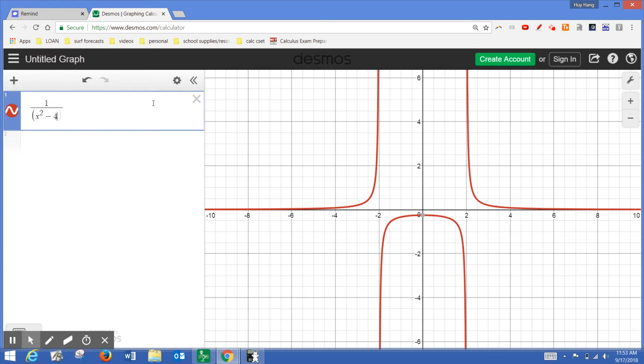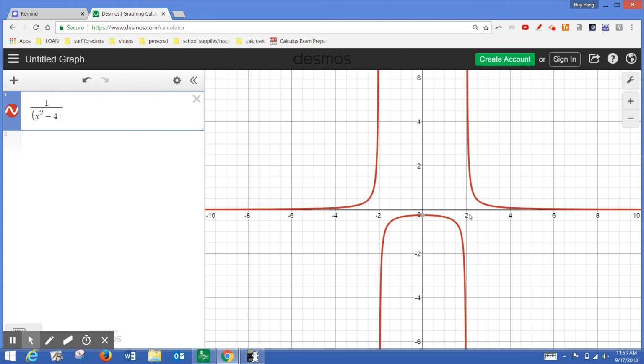Minus 4. Okay, look at that. So at -2 and 2, well, actually, look at this vertical asymptote. Approaching -2 from the left side, the negative side, the limit goes up to positive infinity. From the right side, the positive side, it goes to negative infinity. I know that's a bit of a tongue twister.